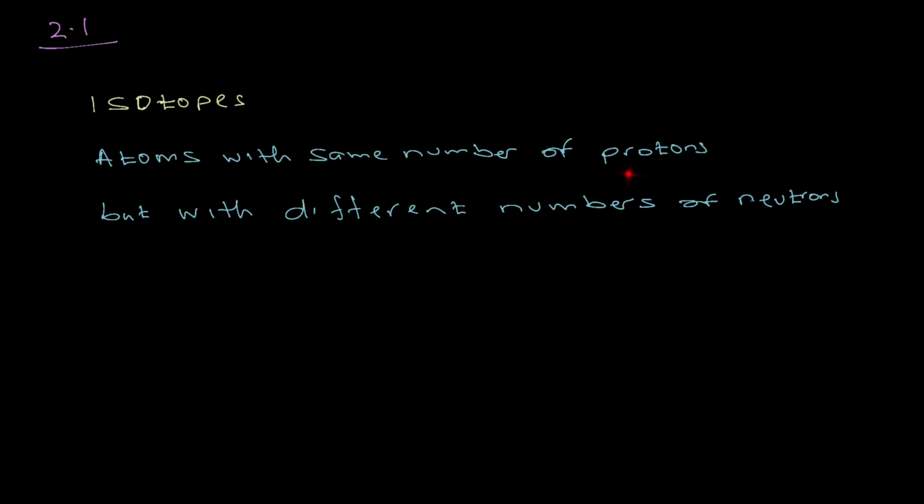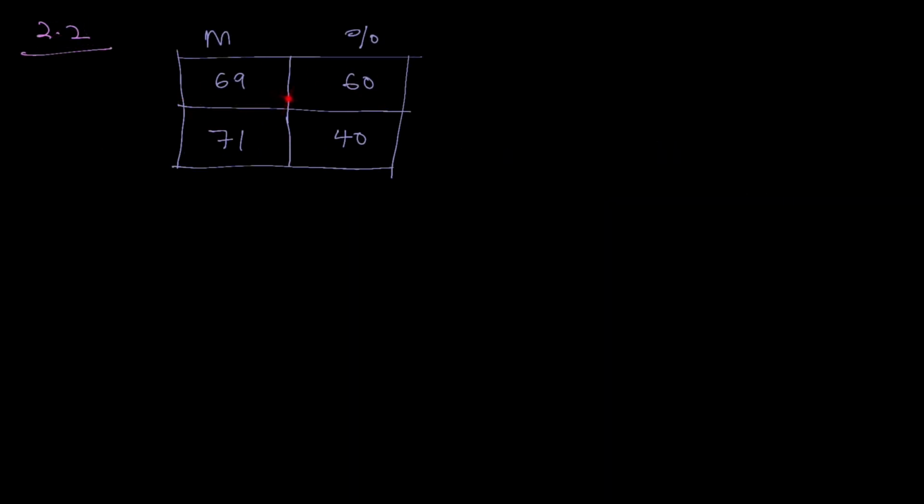We have to mention protons and neutrons because protons and neutrons are the subatomic particles we're talking about here, not the electrons. This is referring to the nucleus. So isotopes are atoms with the same number of protons but with a different number of neutrons. The table here shows the mass numbers and percentage abundance of the isotopes of gallium. So one isotope, another isotope. Calculate the relative atomic mass of gallium. Give your answer to one decimal place.